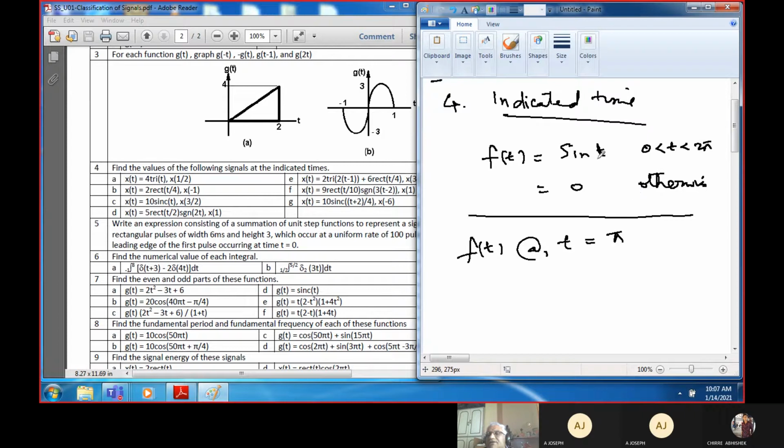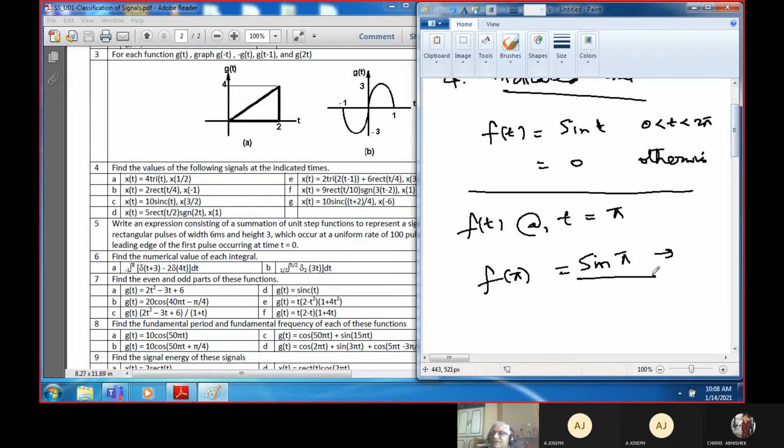See how simple it is. When you look at this one, all you have to do is substitute pi instead of t, and what will you get? Because pi is between 0 and 2 pi, you can use the upper value, that is sine pi. And what is sine pi? This value you have to put here. Is it 0 or is it 1? Whatever you feel, that answer you have to put. I'm not going to give you all these answers now.